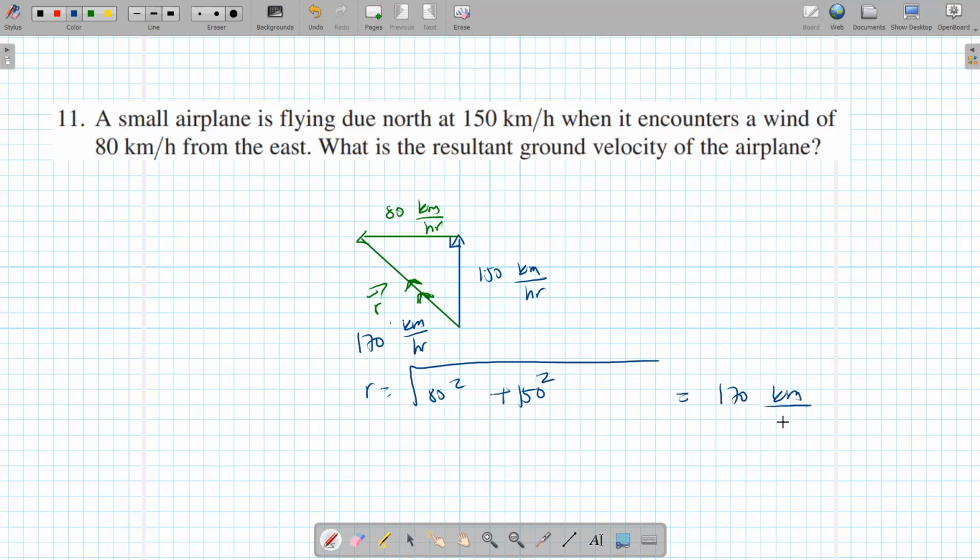So the speed is 170 kilometers per hour, but the question is asking us for velocity. We have to specify a direction. Let's find this theta here. How can we find the theta? You want a hint? It's a right angle triangle. Means SOHCAHTOA applies. Which one do we use? Sine, cos, or tan?